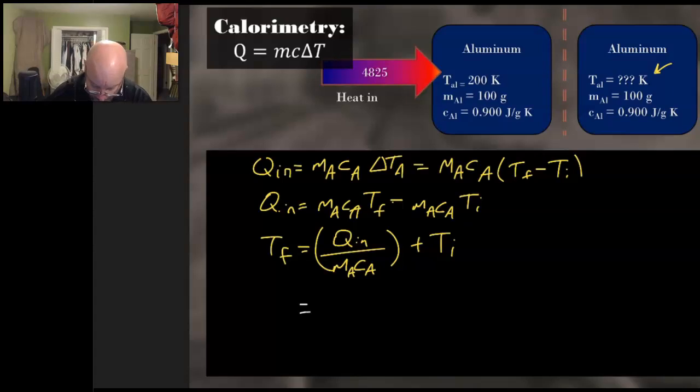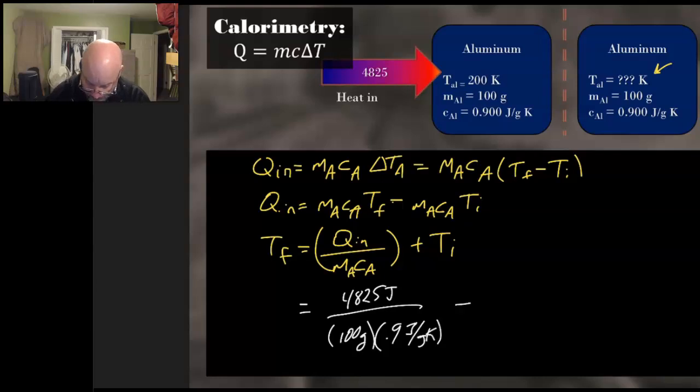So if we do that, we're going to end up with T_F is 4825 joules divided by 100 grams and 0.9 joules per gram Kelvin, and then plus T_I, which is 200 Kelvin. Okay. Now let's check out what happens with our units. Here I've got grams, cancels grams in my denominator. I've got joules here and joules there that are going to cancel. So what I'm left with in this term is Kelvin. So that works out pretty well. Those things match the way we would hope they would.